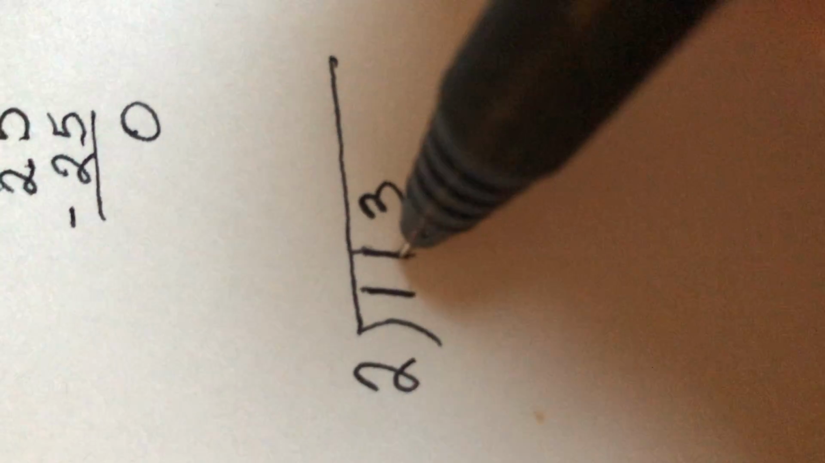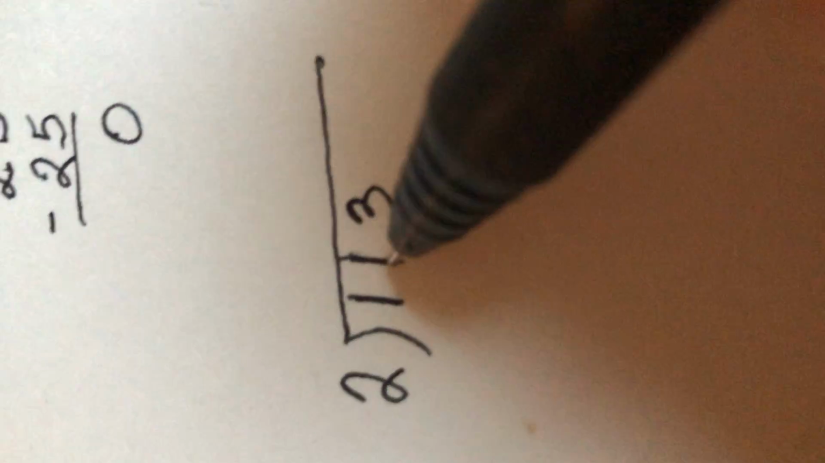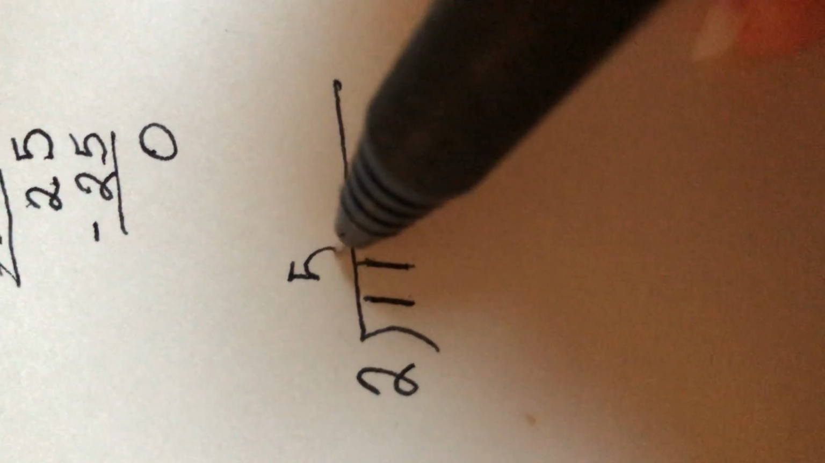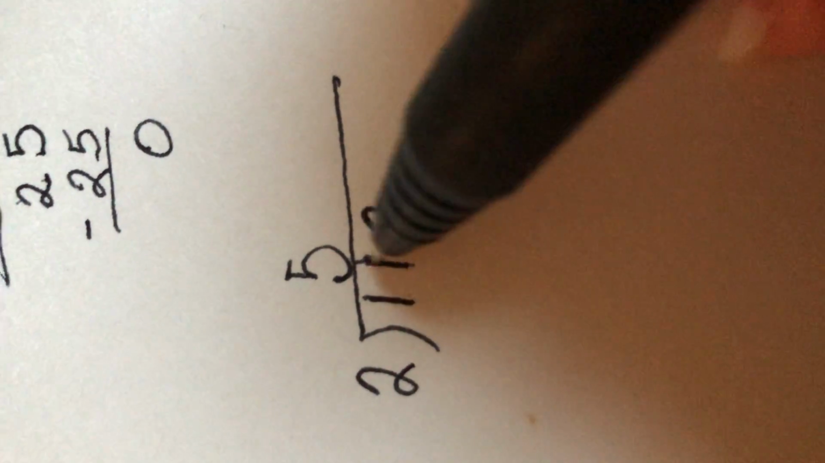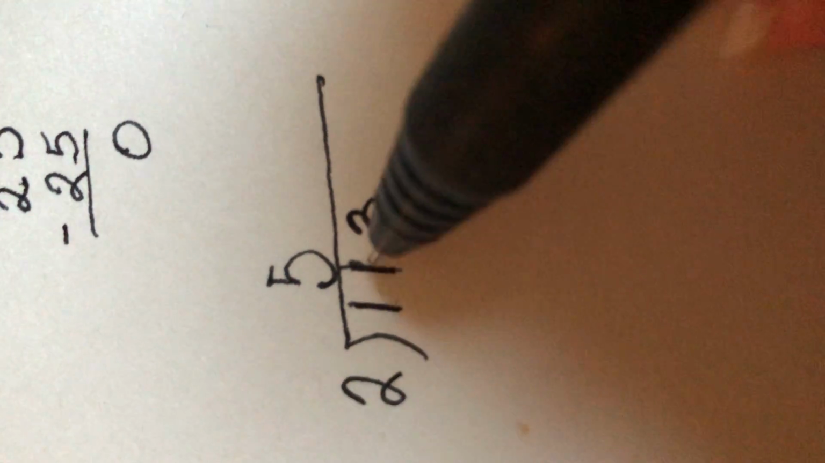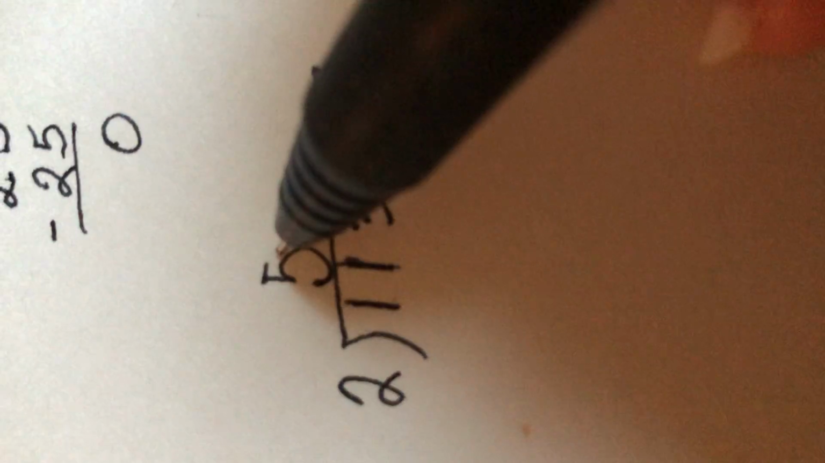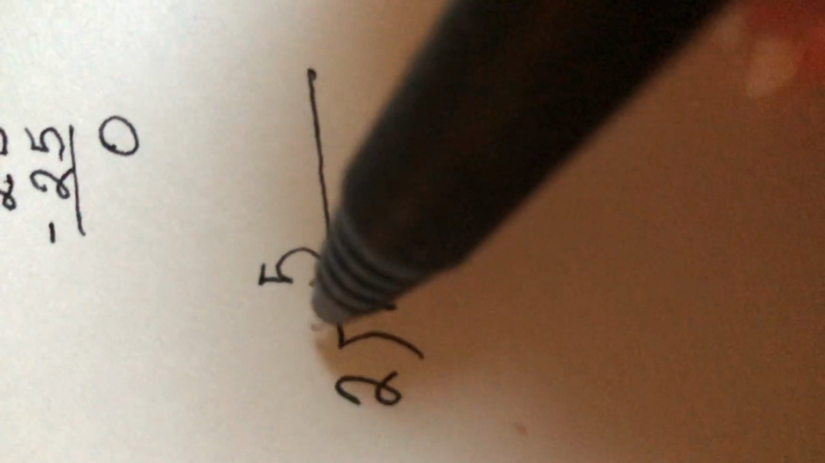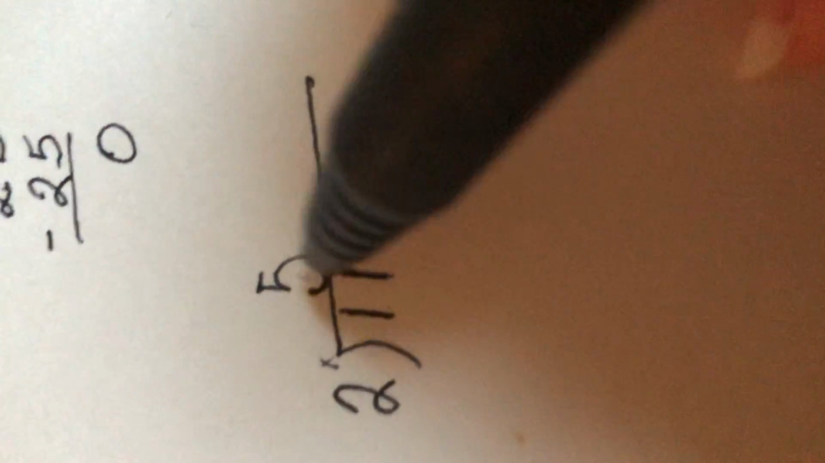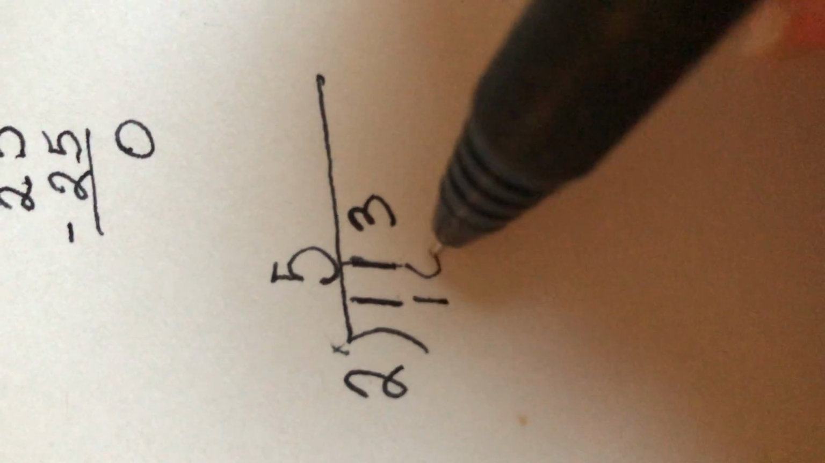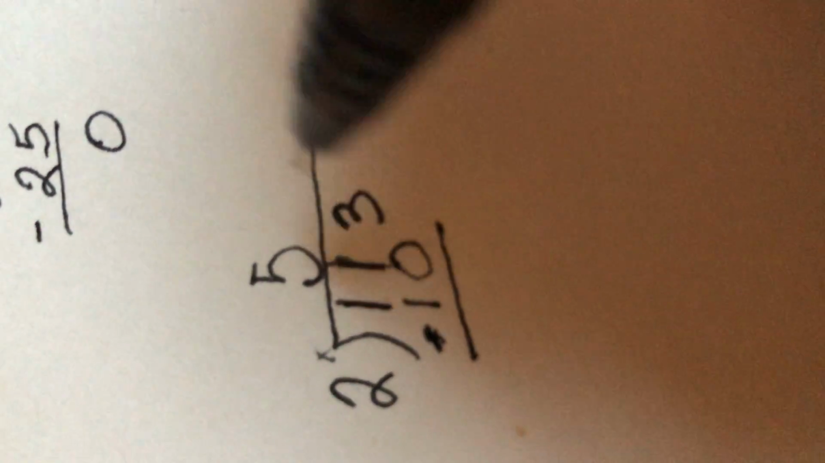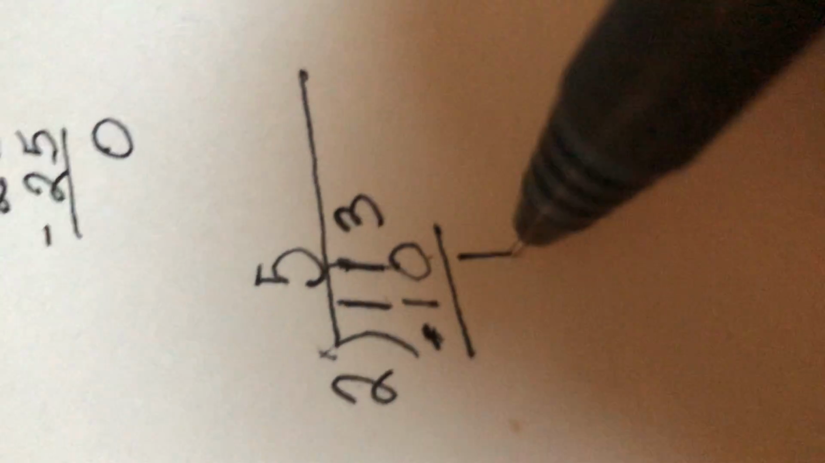Well, 2 doesn't give me 11 exactly, but it does give me 10. If I said 2 times 5, and I'm going to put this 5 above this 1 here because that's the last number we were working with. Okay, so 2 goes into 11 5 times. 2 times 5 is 10, so we'll write that down here. And then always subtract. So 11 minus 10 is 1.